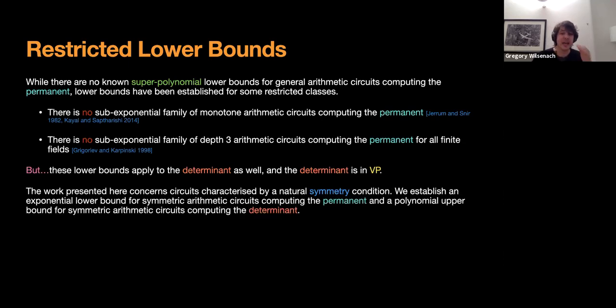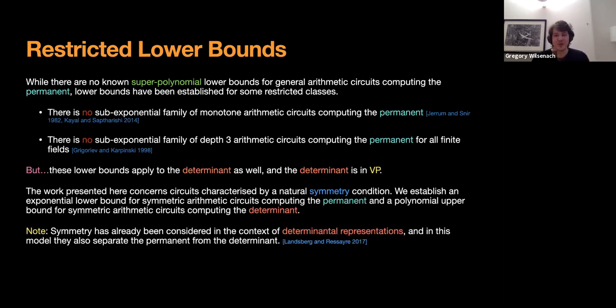What we're going to do today is present a new notion of a circuit, a new sort of restricted class for arithmetic circuits called a symmetric arithmetic circuit. We'll prove an exponential lower bound for the permanent and a polynomial upper bound for the determinant. So we actually do manage to separate them in this model, with some caveats, which I'll talk about at the end.